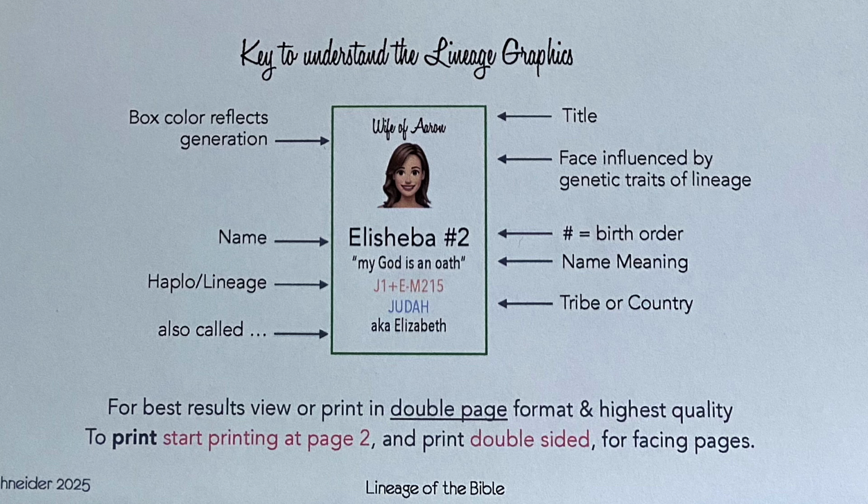Then there is the tribe or the country. In this case, it's Judah. And then there's a row for extra information. So in this person's case, it says AKA Elizabeth. El-Sheba in one time period was the same exact name as Elizabeth in another time period. So it helps clarify information, because as language changes through the Bible, the names really don't change that much. It's just how the language is translated.